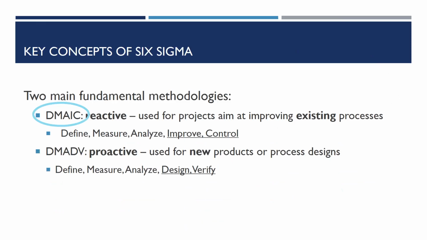Now that we have an understanding of the origins of Six Sigma, let's go a little bit deeper. There are two fundamental methodologies that make up Six Sigma. We've got DMAIC, or Define, Measure, Analyze, Improve, Control. And we've got DMADV, or Define, Measure, Analyze, Design, and Verify. For today, I'll only be focusing on DMAIC, which is the most often used in healthcare.